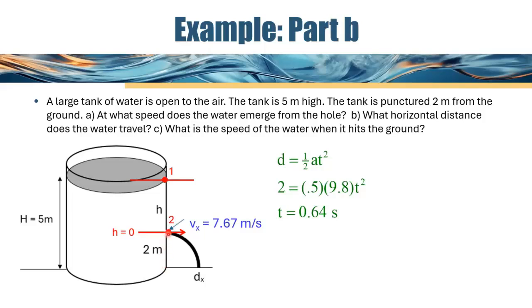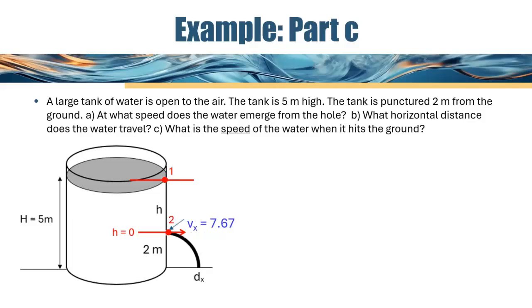That means it takes 0.64 seconds to parabola down, and it also takes 0.64 seconds to travel in this horizontal direction. We also need to remember that when something is in projectile motion, the horizontal velocity is constant. So therefore, I can use the constant velocity equation to solve for dx. So I have velocity as distance over time. I'm solving for d, which is going to be equal to the velocity, 7.67, times the time, 0.64, and I get a horizontal distance of 4.91 meters.